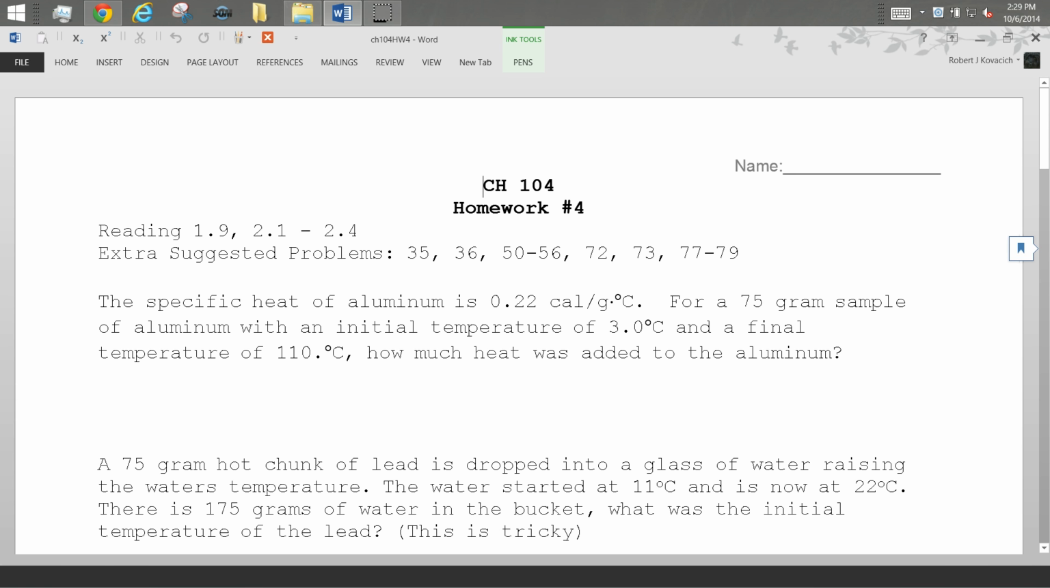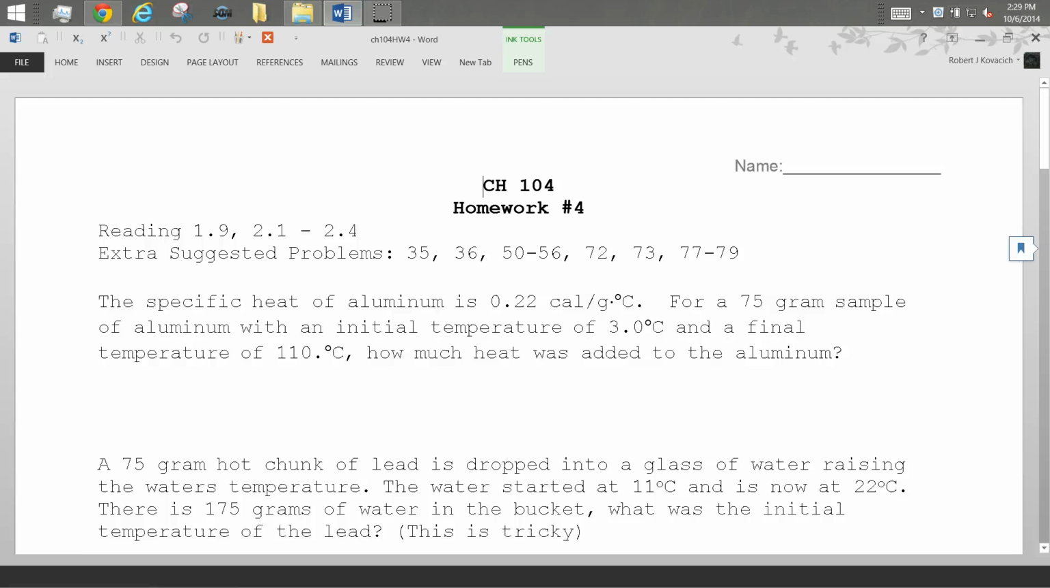All right, so let's do this first question. What are we looking for in this problem here? This first question up here, what are we trying to find? How much heat was added? So the unit of the thing we're looking for is what? Calories. Okay.